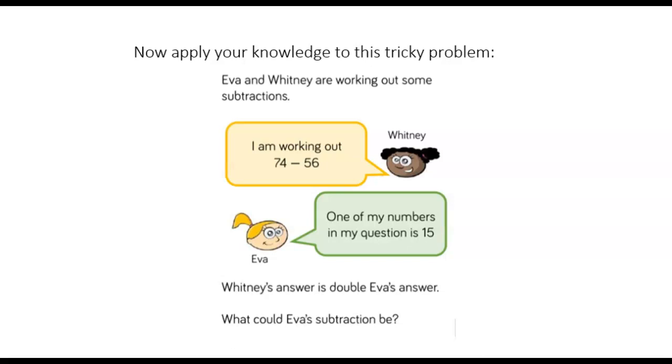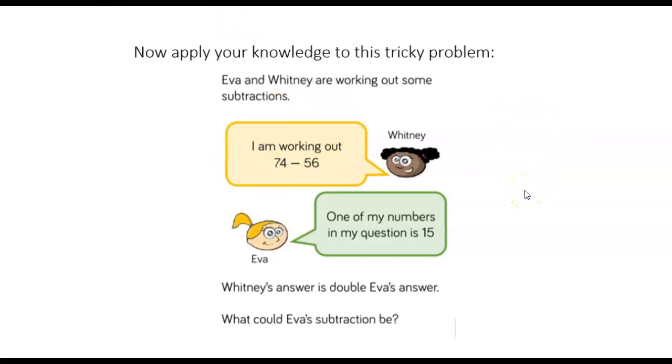Now it says, oh, this is tricky. Whitney's answer is double Eva's answer. What could Eva's subtraction be? So you're going to have to really think logically how to work this out. I'll give you a bit of a clue. I would start off with working out what Whitney's answer is to that by writing it down the side.